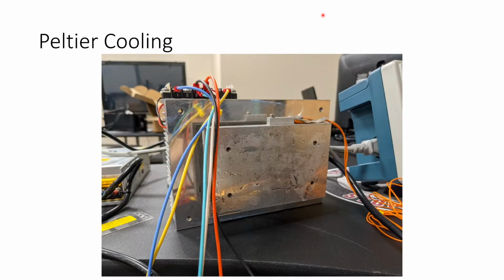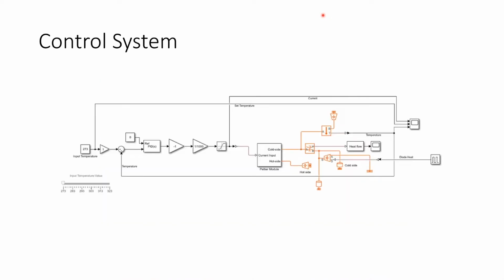My name is Andrew Eckblatt. I'm going to be talking about the Peltier cooler operation for the LaserArray team. The Peltier cooler is used to keep the LaserArray in an acceptable temperature range. The Peltier cooler is controlled by a control system similar to the one depicted in this picture. The control system matches the temperature to the set temperature value.